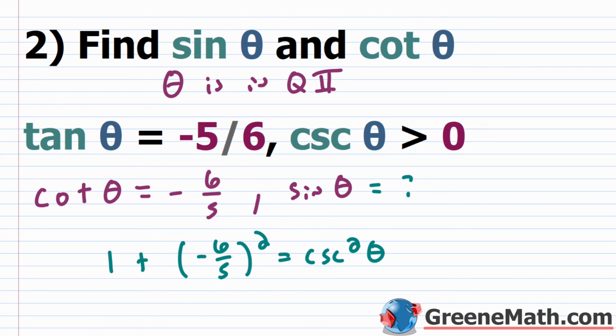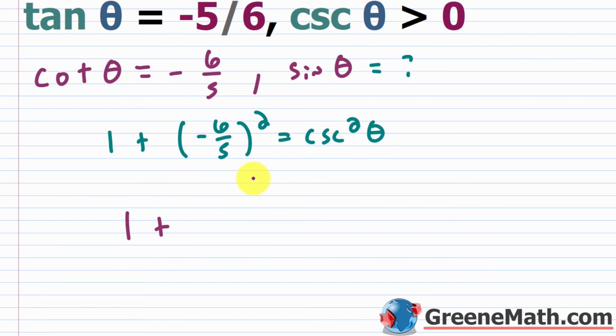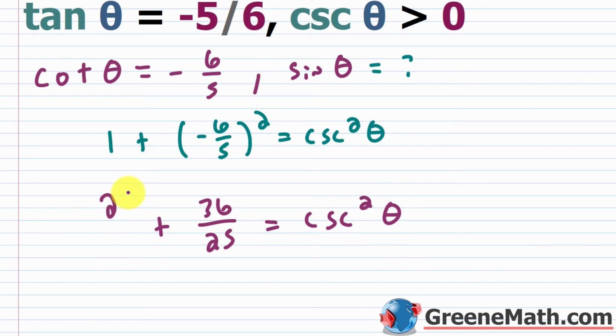And let's slide down a little bit. And so we'll have 1 plus the negative. If I square that, it's going to go away. 6 squared is 36 and 5 squared is 25. And this equals your cosecant squared theta. Now for this, I'd get a common denominator. So let's say this is 25 over 25. And 25 plus 36, that's going to be 61. So this is 61 over 25. So 61 over 25. I'm going to flip this around.